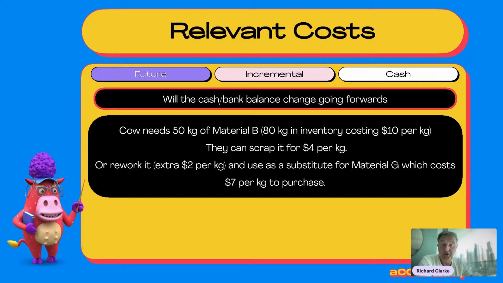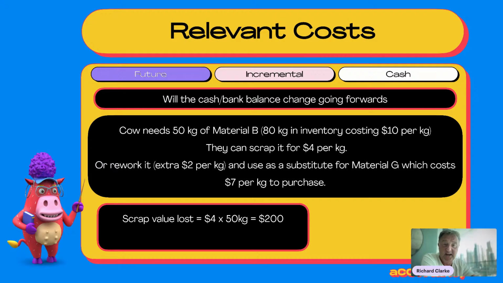Or we could use it at an extra cost of $2 per kilo as a substitute for material G, which costs $7 per kilo. Okay, and presumably we use material G a lot. So what's the relevant cost of using up this 50 kilograms of material B? Well, I've lost the scrap value. If I use 50 kilos, I'm not getting $4 per kilo scrap, am I? So I could be losing $200.